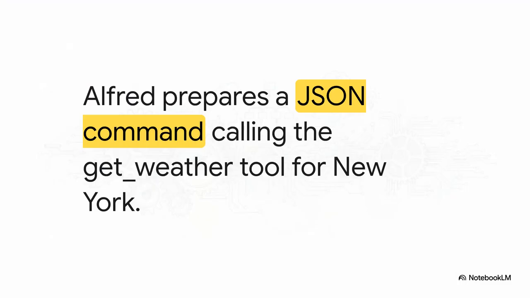And this is where the magic happens for the action phase. Look at this granular detail. Alfred generates this exact JSON-formatted command. It explicitly names the tool, getWeather, and passes the precise parameter, location, New York. This isn't abstract, hand-wavy AI stuff. It's a highly structured data request designed to trigger a real external API securely and accurately.